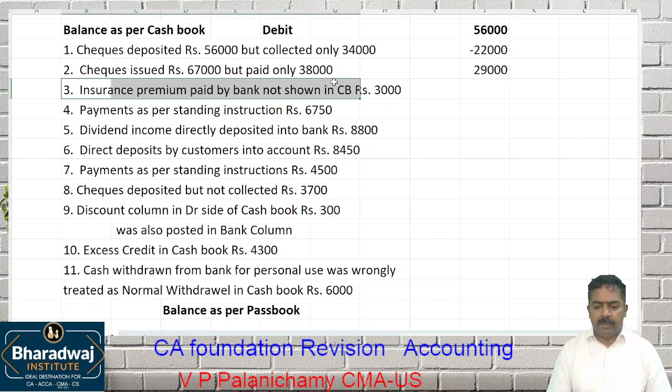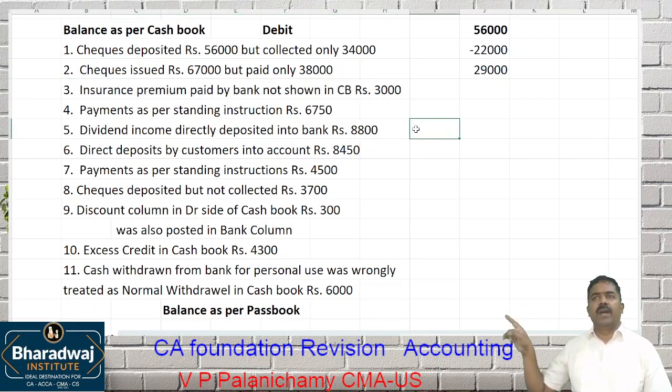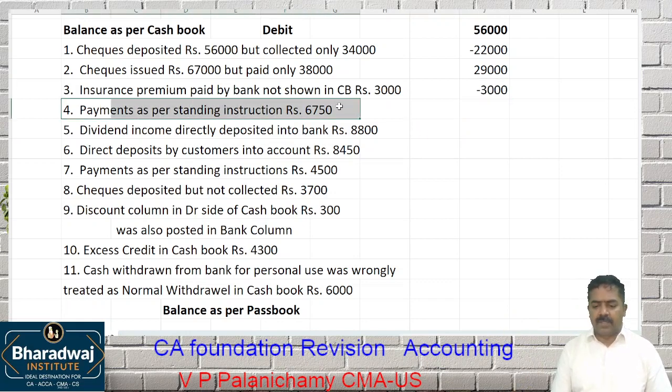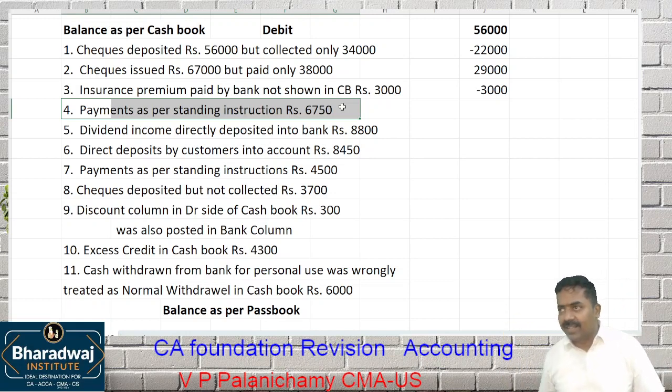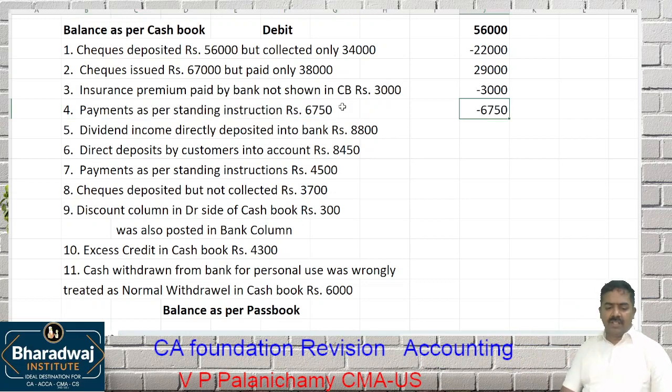Insurance premium paid by the bank not shown in the cash book. The banker paid as per standing instruction. What would the banker have done? They would have reduced it, so let us also reduce it. They would have recorded it in the passbook, but not in the cash book. Payments as per standing instruction, the banker deducted it. Let us also reduce it.